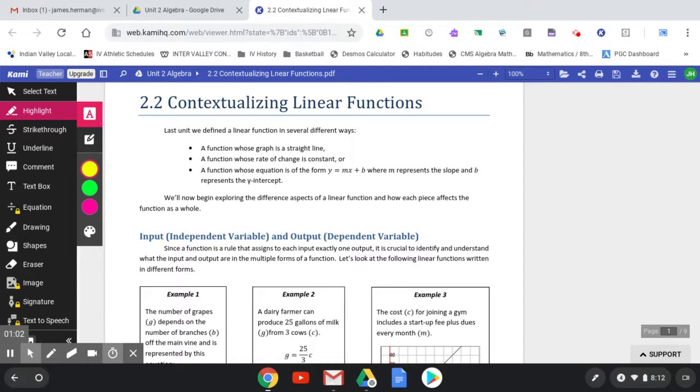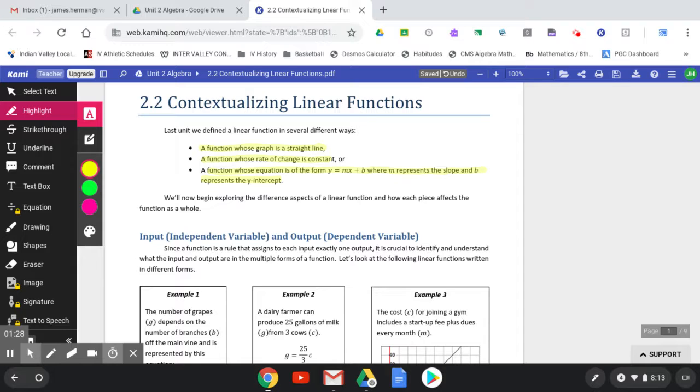The whole thing? Last unit, we defined a linear function in several ways. So you said a function whose graph is a straight line. Okay? A function whose rate of change is constant. A function whose equation is in the form y equals mx plus b, where m represents a slope and b represents the y-intercept. Okay, that's all important. Those are all things that we talked about. Can we add something else in there?